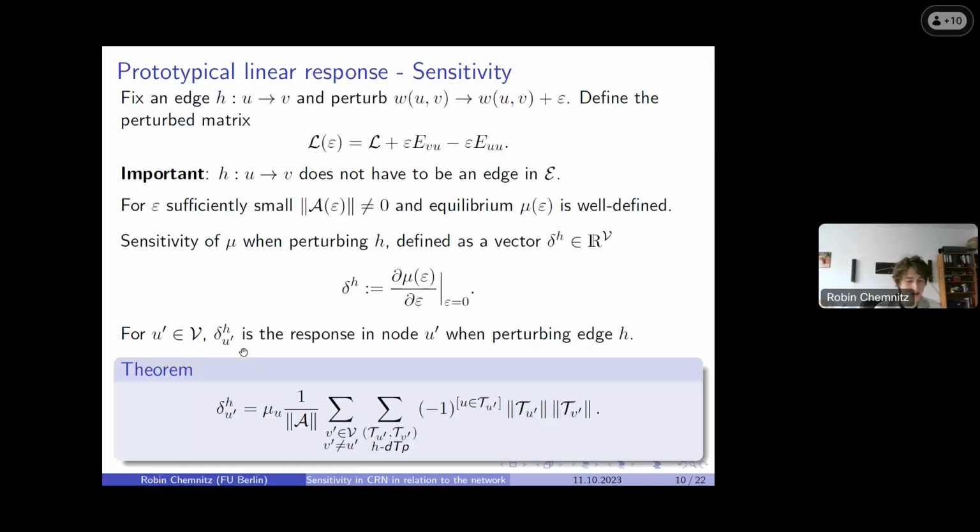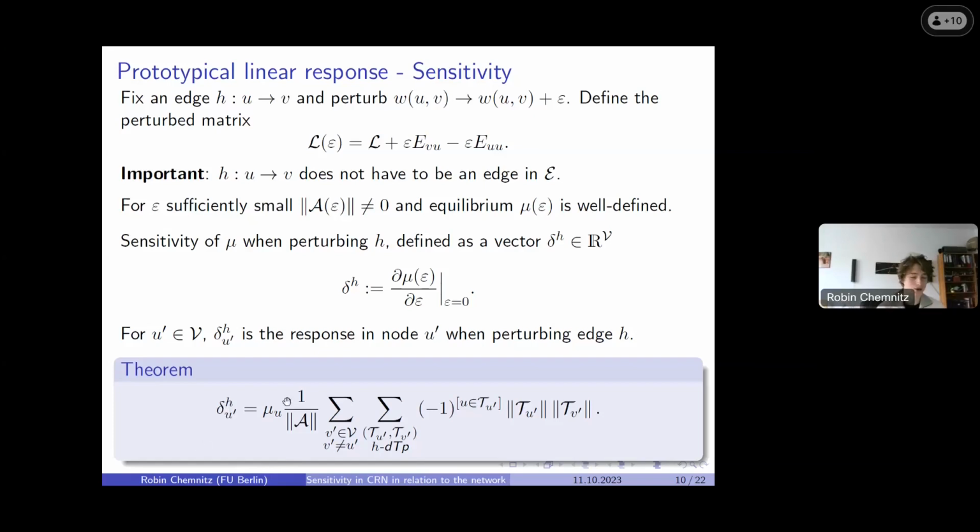This is a formula for computing these responses in a target node when perturbing an H edge. And there's a long term, but all of the terms make some amount of sense. On the one hand, we can imagine this equation as something we can compute. We can describe it in terms of the graph structure. There's H divided tree pairs coming in there, fine.